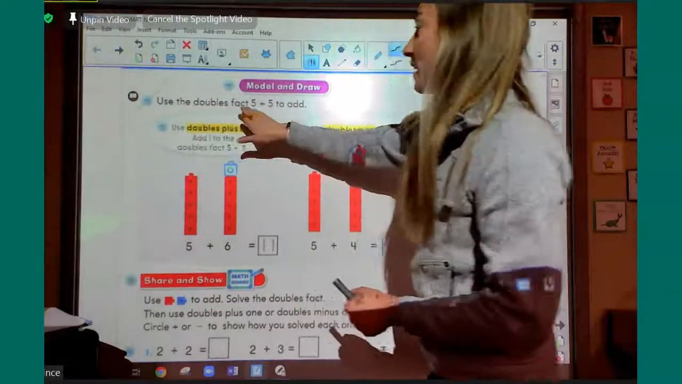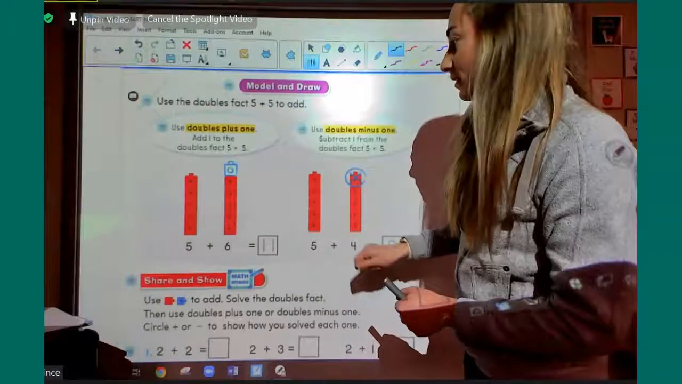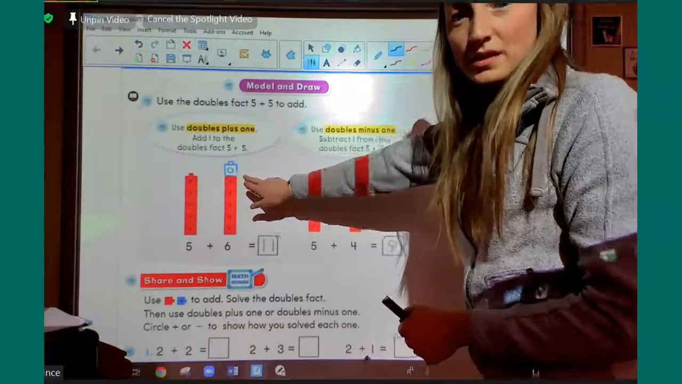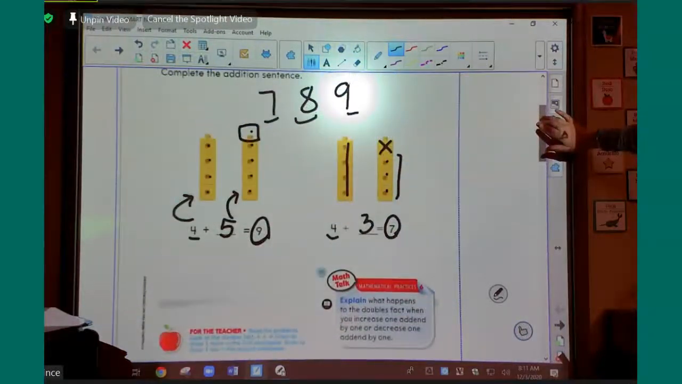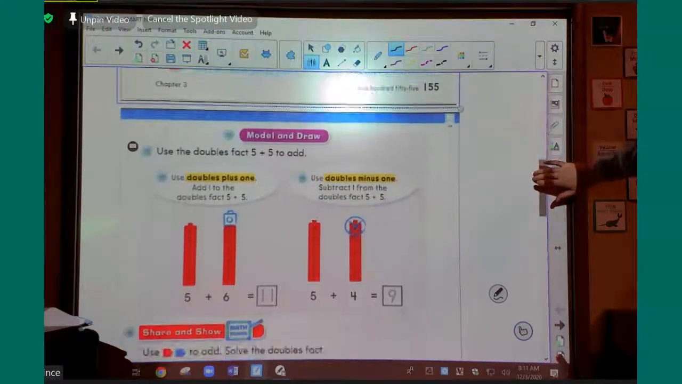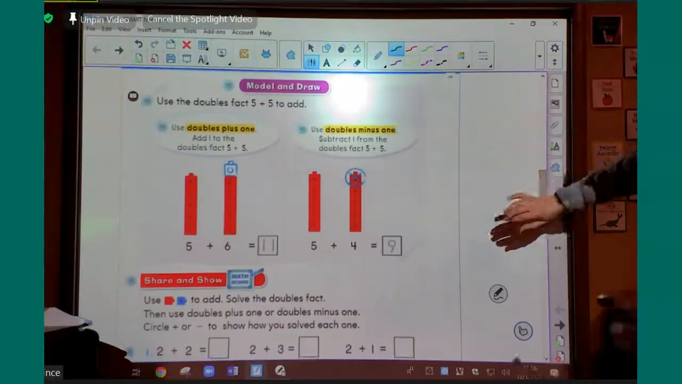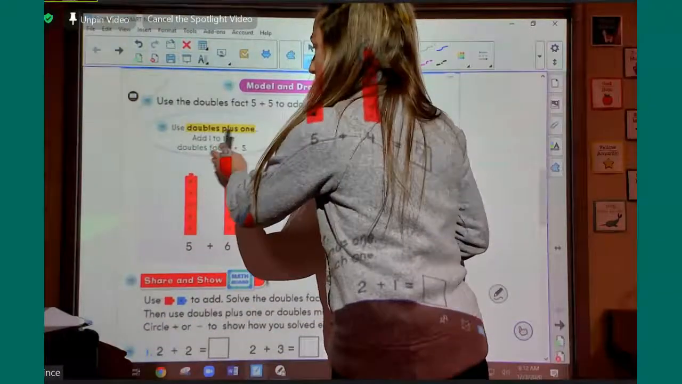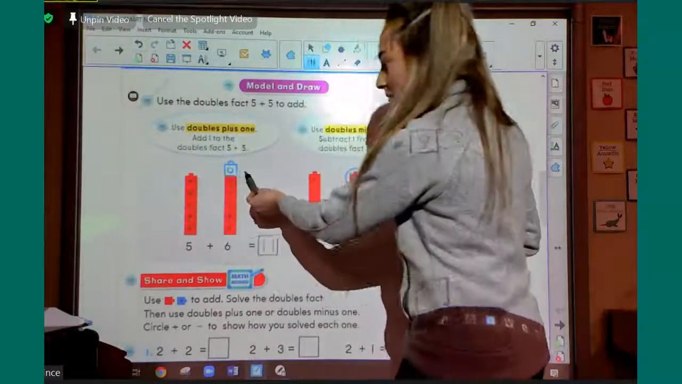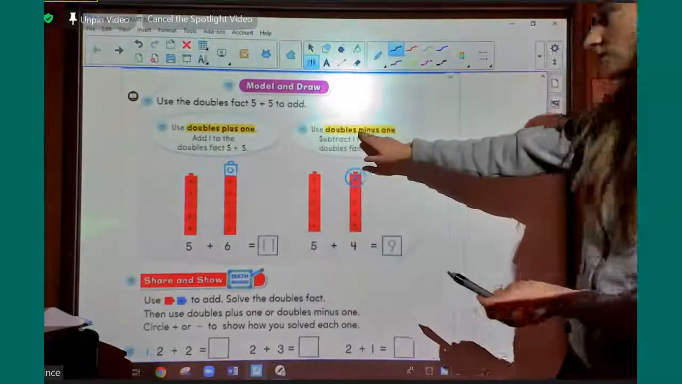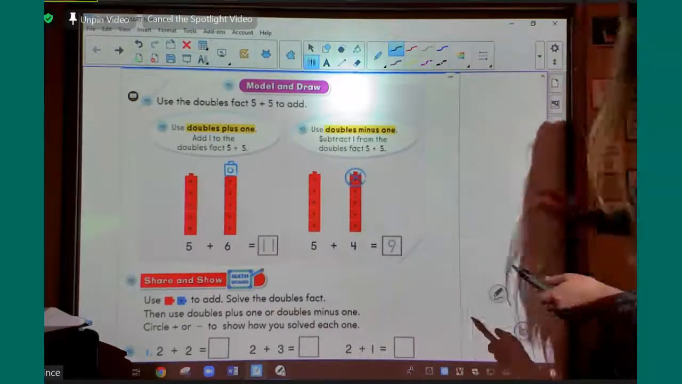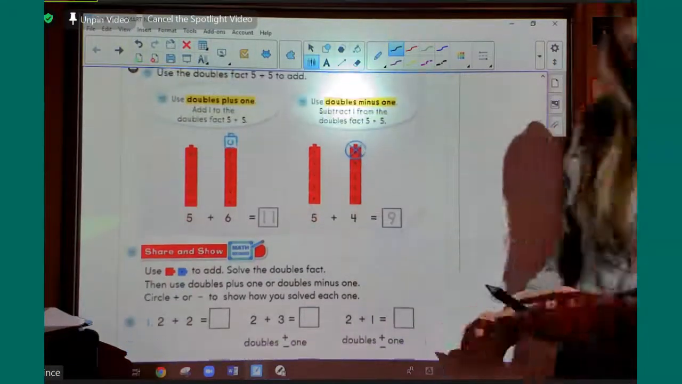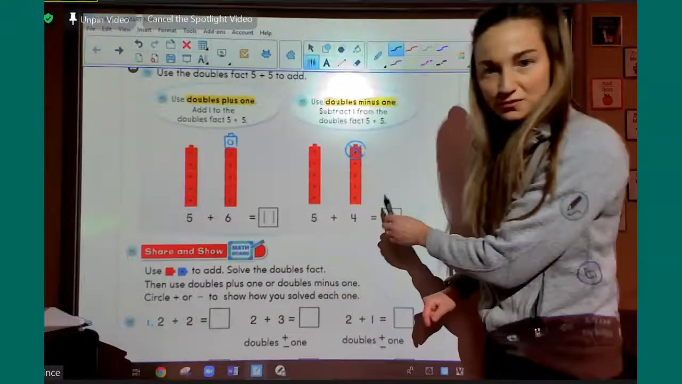Use the doubles facts 5 plus 5 to add. So see right here, they did the same exact thing that we just did on this last page, where they added one and crossed one out. Use doubles plus 1, add 1 to the doubles fact. Use doubles minus 1, subtract 1 from the doubles fact. So we're just going to talk through this one together because they already wrote the answers for us.